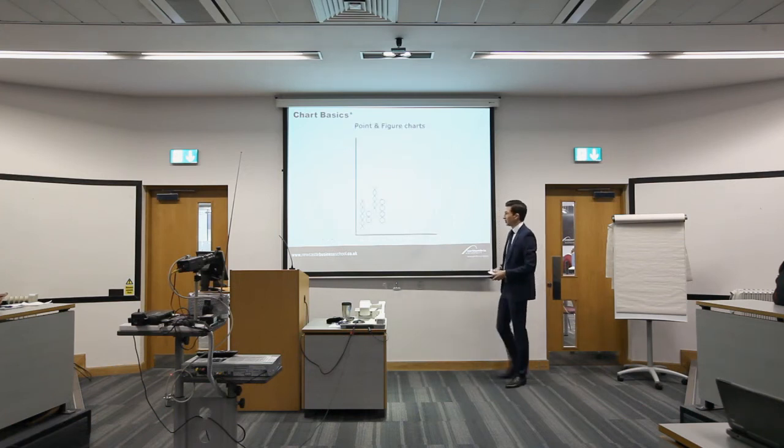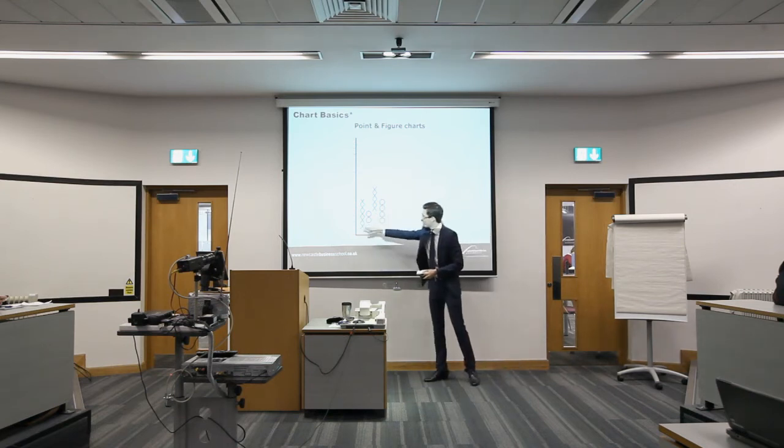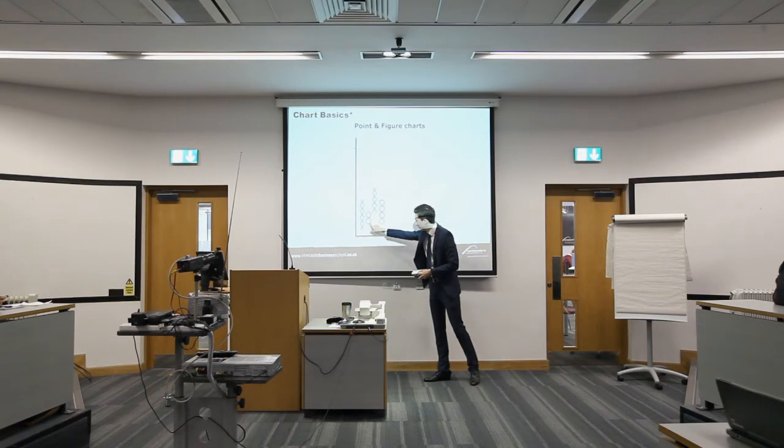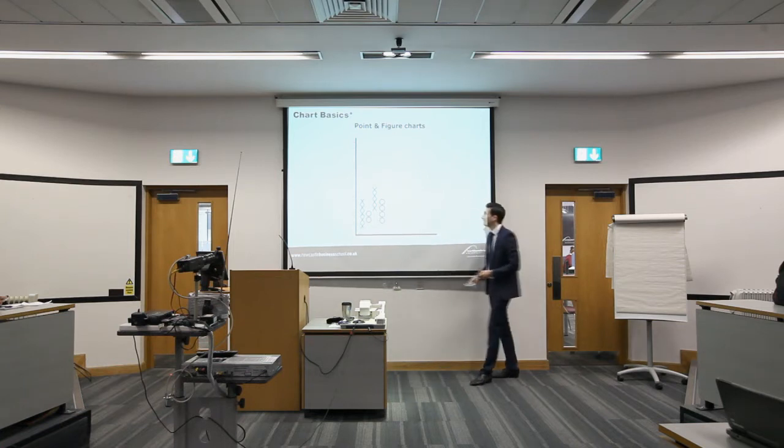Here's the point and figure chart. How can we understand this chart? Look at the number of x's and zeros. If the number of x's is lower than the number of previous x's, here's 4 x's, here's 5 x's, and the number of zeros is higher than the number of previous zeros, it means that the market goes down.